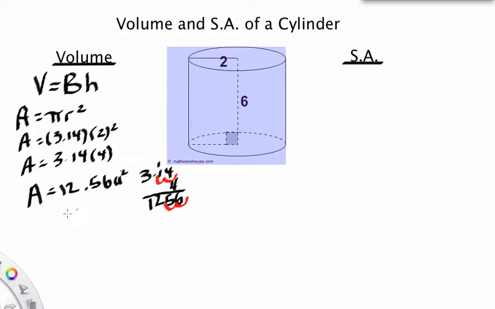So now I have the area of the base. I need to multiply this times the height to get the volume. So V equals that 12.56, and the height of the cylinder is 6, times a 6. So I'm going to go ahead and just use my work already right here and multiply by 6.